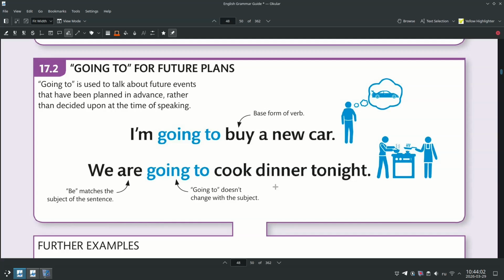We are going to cook dinner tonight. Don't forget that be matches the subject of the sentence. Going to doesn't change with the subject. And after that, you have your base form of the verb.